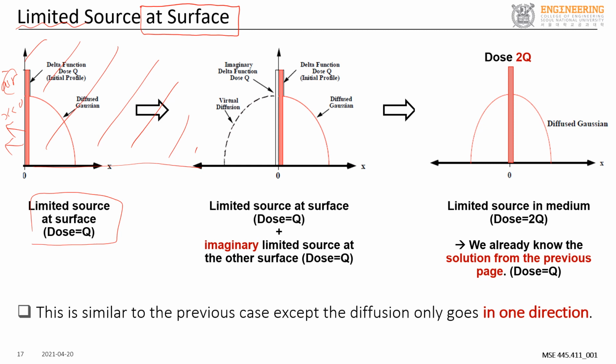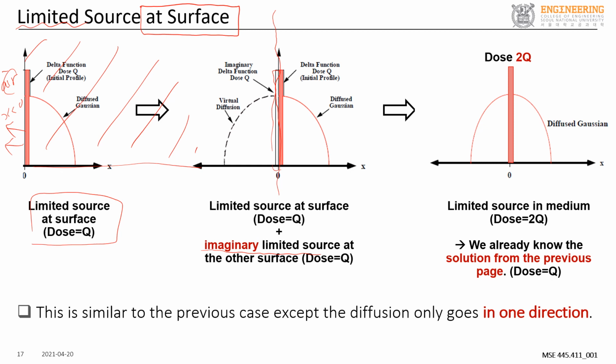So how do we solve this? It turns out you don't have to solve this again. You can just use the solution from the previous case, which is the limited source in medium. What we are going to do is create an imaginary limited source on the other side, right? So this is the line, and you just add the same amount of dose on the left side of this. So this is two delta functions side by side, and then you just change this to the limited source in medium problem.